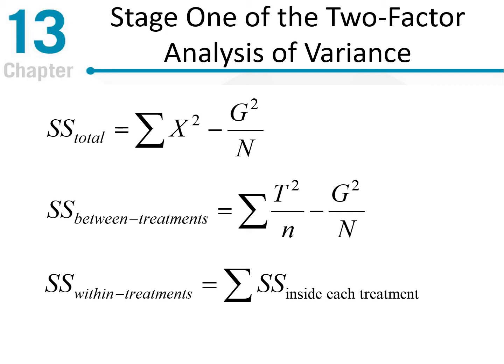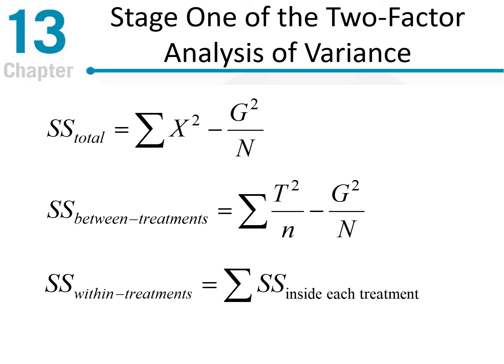So, review from previously: sum of squares total is the sum of x squared minus the grand total squared divided by the total sample size. Sum of squares between treatments is the sum of the treatment sums in each condition squared, divided by the number of participants in each condition. Once you've done all that, minus the grand total G squared divided by the total sample size, which is capital N. In this case, you're going to have 2 by 2.